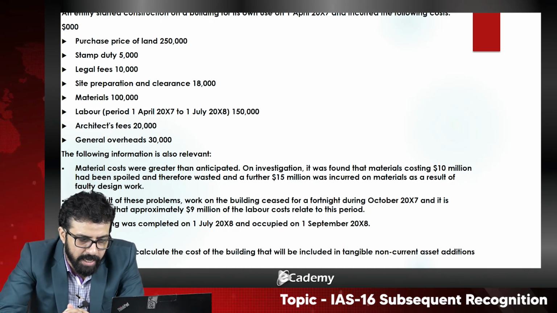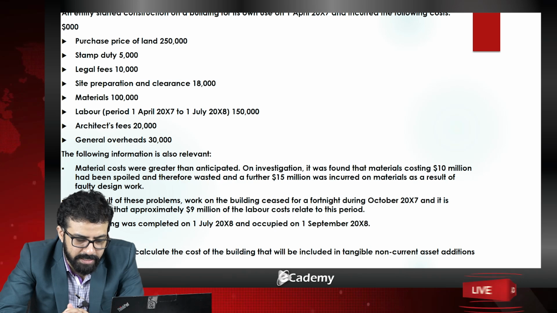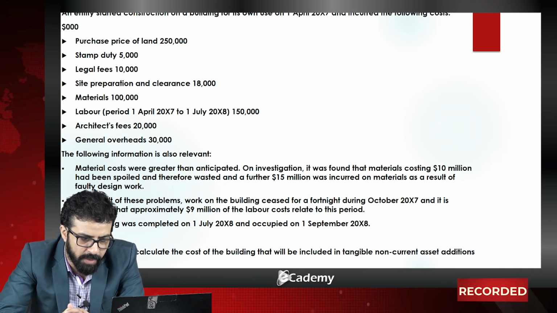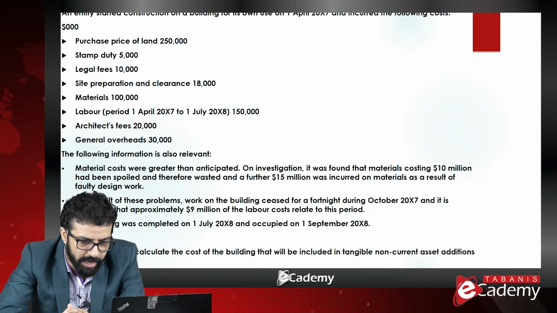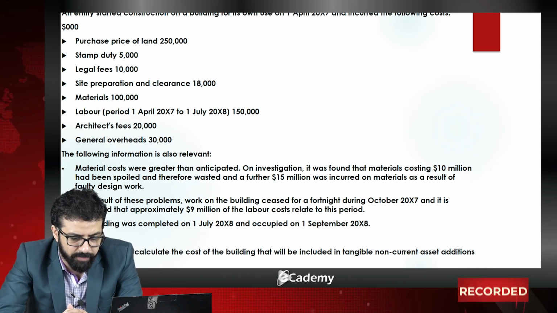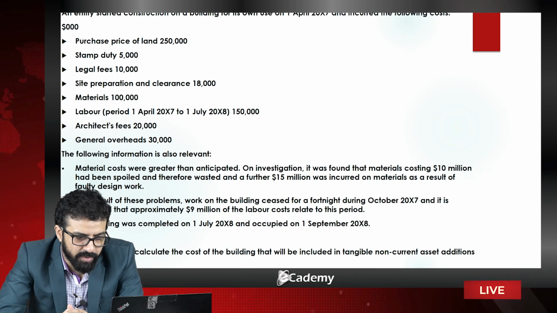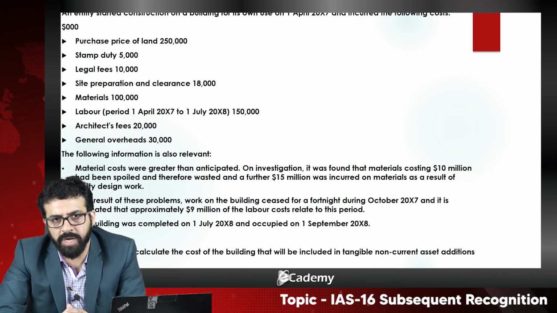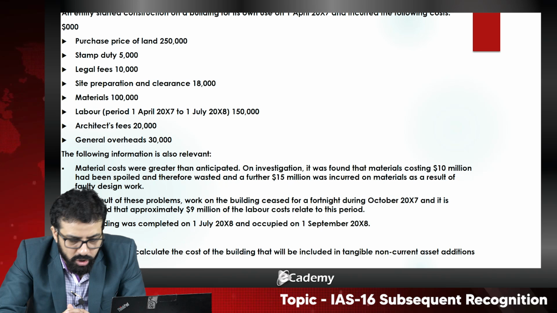The third part is the relevant information that the building was completed on 1st July 2008 and occupied on 1st September 2008. All right, so this information is irrelevant, and based on the information and the data, we are supposed to calculate the cost of the building.